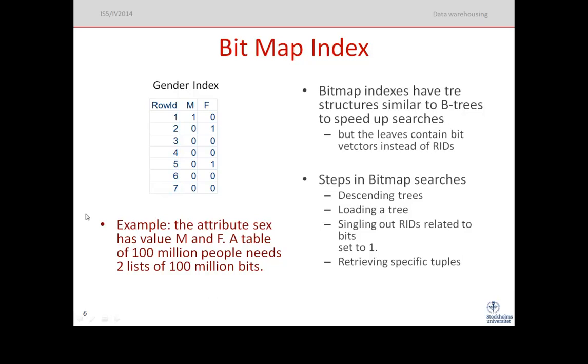So the example: the attribute sex has values M and F. A table of 100 million people needs 2 lists of 100 million bits. And if you think of a character, then you would store a byte of 8 bits. So if you need to capture if someone is either male or female in a table, and you have other attributes, and you have 100 million rows, then that table would be huge, right? But the bitmap index wouldn't be that huge. It wouldn't even be a gigabyte. It would be very small.